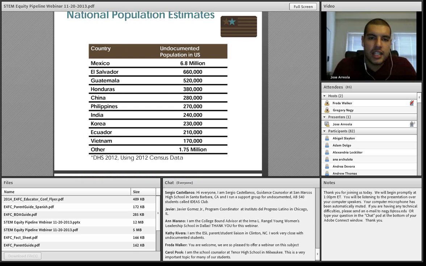Now here are some national estimates. Again, these are estimates because, as you can imagine, we don't have a lot of undocumented folks that are incredibly willing to tell the U.S.